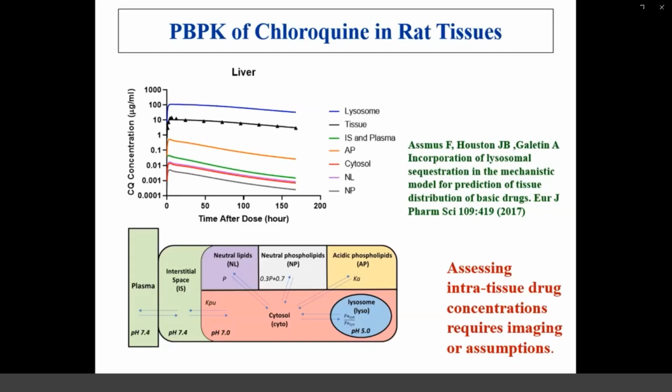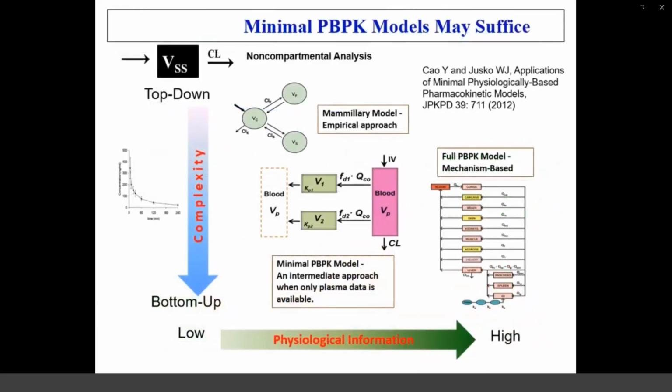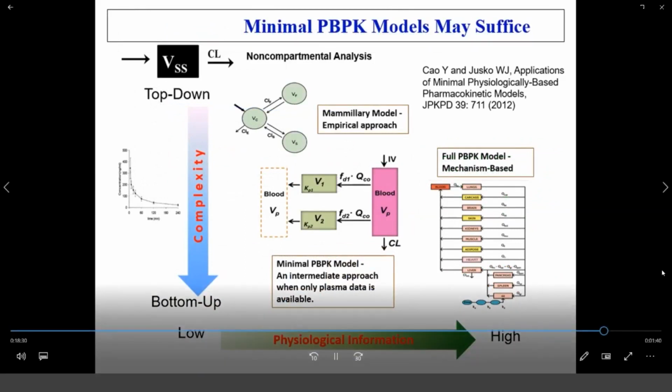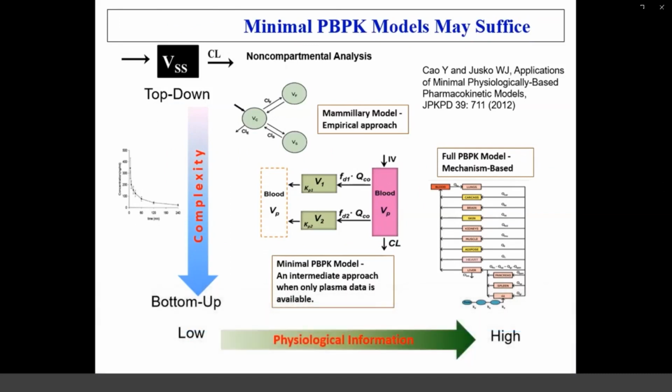This kind of modeling is supported by imaging or needs imaging and involves a variety of assumptions that may or may not be relevant. Lastly, we take many approaches to doing pharmacokinetics. A common starting point is non-compartmental analysis, where we can use AUC and AUMC to calculate clearance and steady state volume of distribution. Many times mammillary models are used. They're sort of empirical because we often don't have a true appreciation of what those tissue compartments mean. While the ideal that we seek is a full PBPK model with complete mechanism-based components, sometimes we can settle for an intermediate approach, minimal PBPK models.